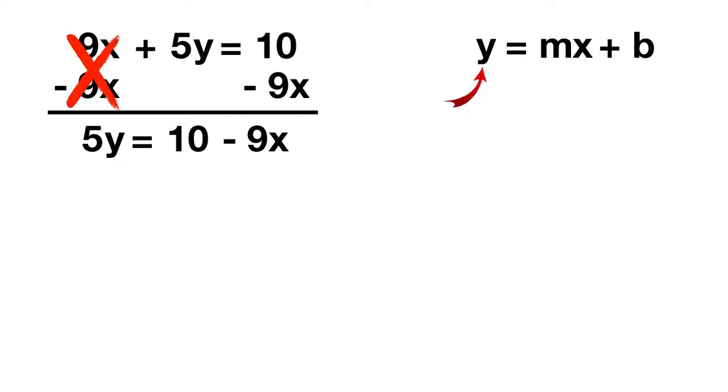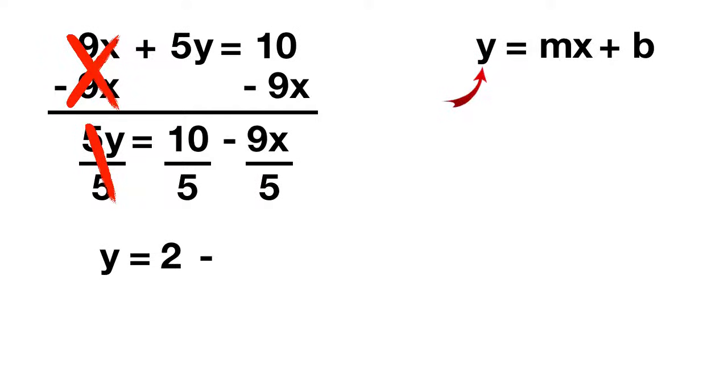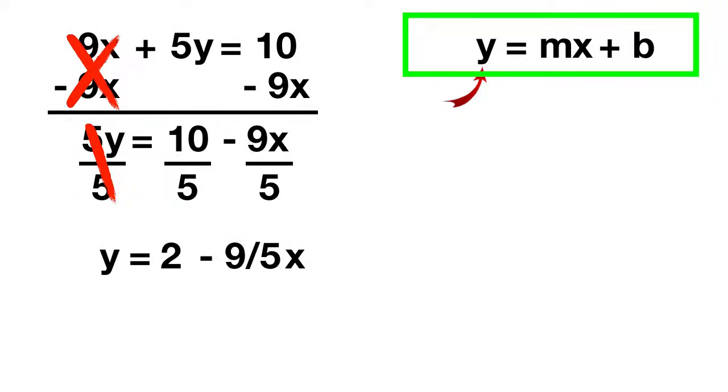The next thing we need to do is cancel the 5 by dividing by 5. And because we've done it to one side of the equation, we have to do it to both of the terms on the other side of the equal sign. The 5 over 5 cancels out, and we're left with just y. And that equals 10 divided by 5, which is 2, and then minus 9 over 5, which we'll leave as a fraction, 9/5 x.